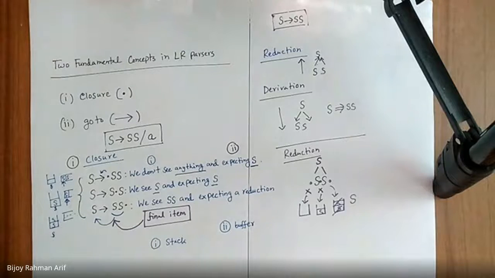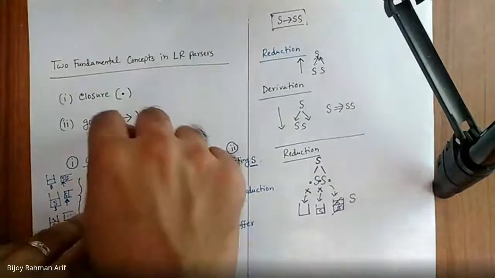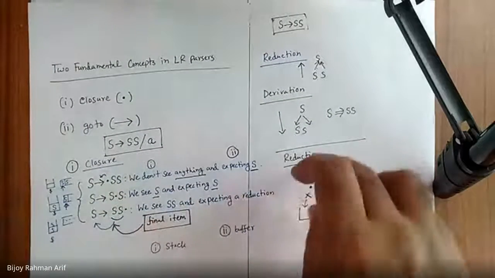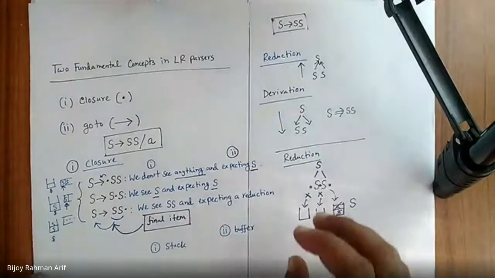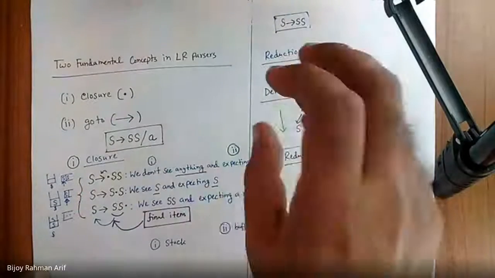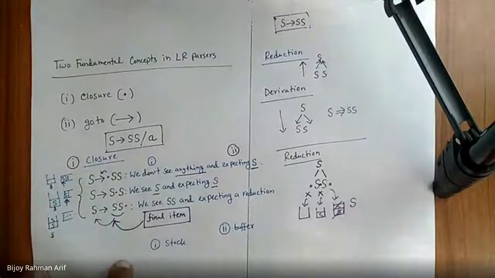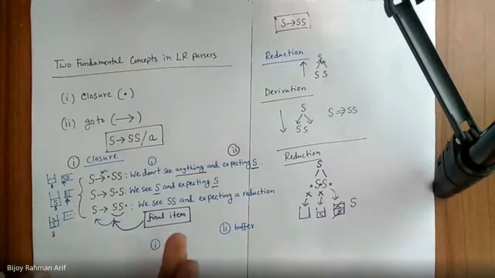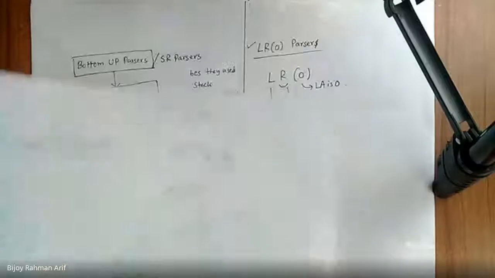In the DFA, I'm going to show you. Wait, just 2-3 minutes. Let's clear the GOTO part first. So reduction is this, derivation is this, and you understand what is closure. And whenever the dot is at the rightmost position, we have nothing to expect, we can reduce. That is called a final item. Now let's go to GOTO.